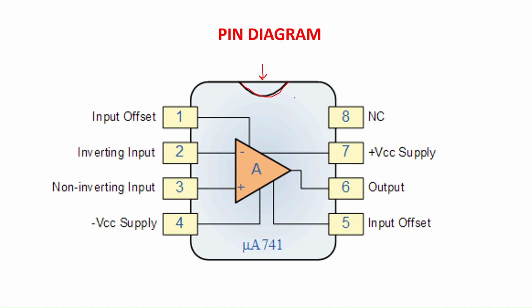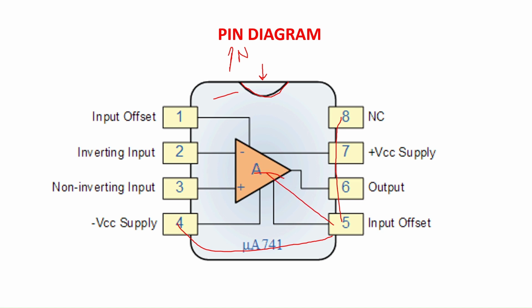When the notch faces the north direction, the pin to the left of this notch is the first pin, followed by the second, third, fourth, and the fifth pin is parallel to the fourth pin, then sixth, seventh and eighth pin. The first pin is the input offset, and the fifth pin is also the input offset. For the op amp, the first and fifth pin are the same.